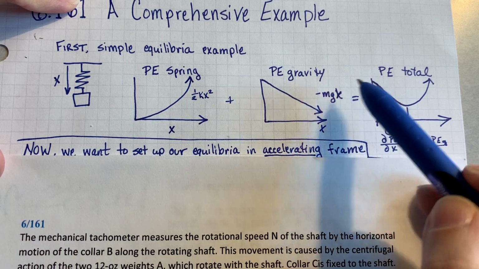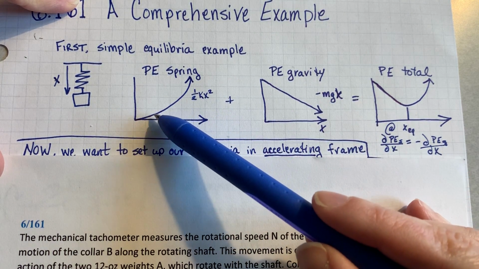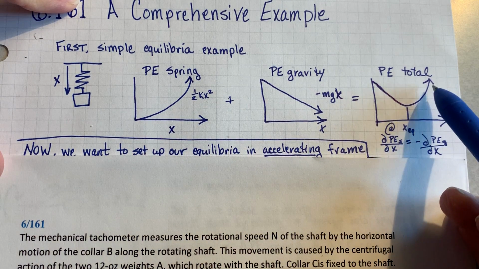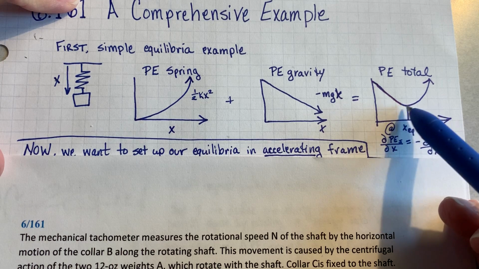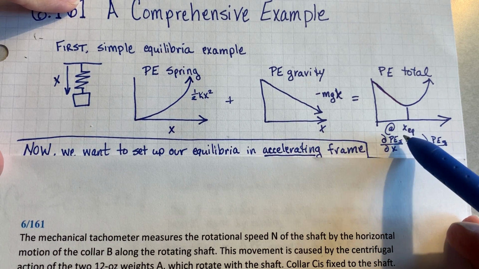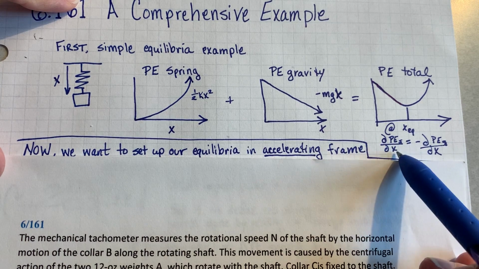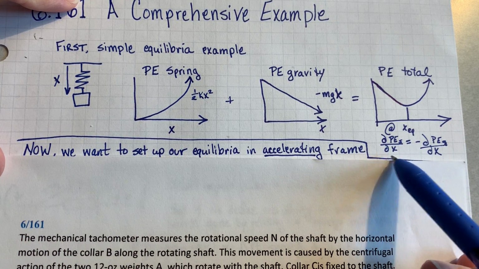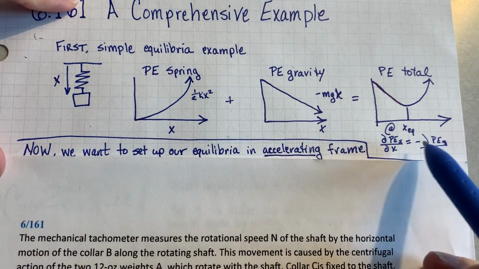But it would start out pretty linear like this when x is small, and then it would increase, right? Because the parabola is going to take over. So at some point there's going to be some local minimum here, and that is going to be your equilibrium position statically. And at that position, the partial derivative of the spring potential energy is going to be equal and opposite to the partial derivative of the gravitational potential energy.